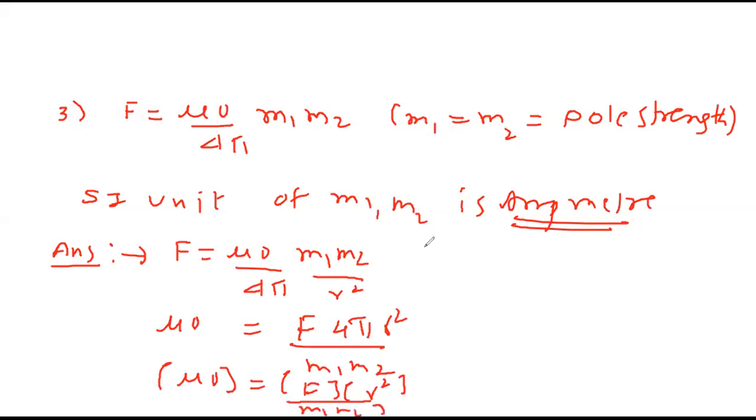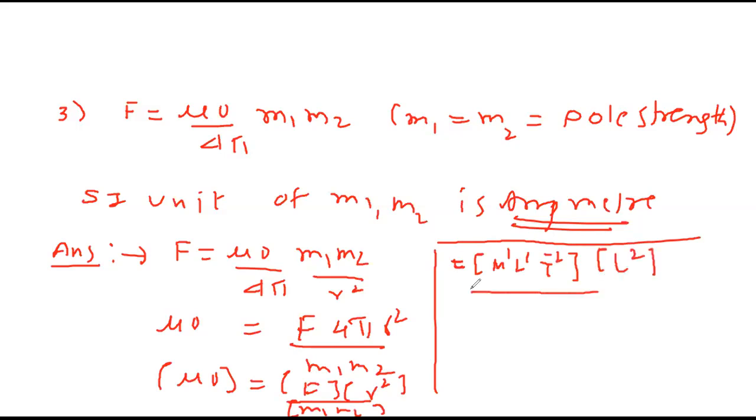Common mistake, M1 M2 we may take mass. Here it is not mass but pole strength. Unit is ampere meter. So M1 L1 T minus 2 is force into L2 upon M raised to 2. This is again a mistake. See, it is not M. So what I wrote, M raised to 2, cannot be written. This is wrong. Ampere meter.